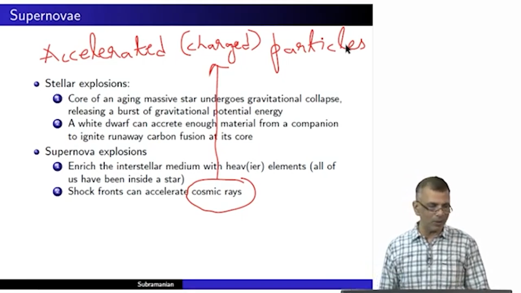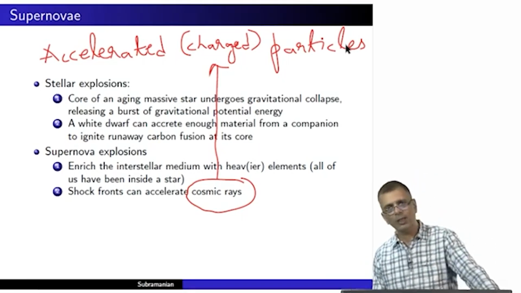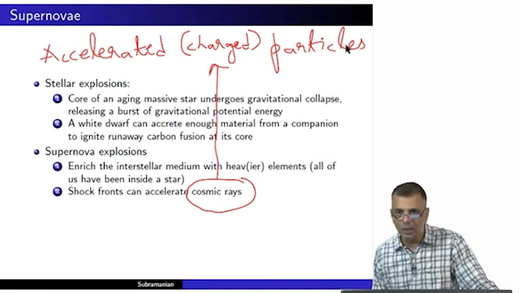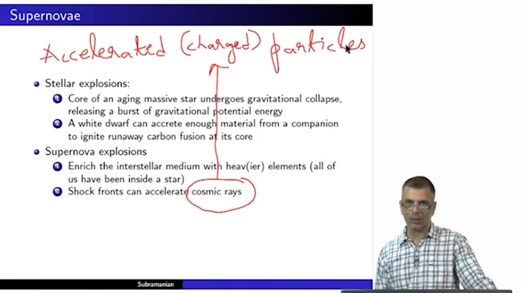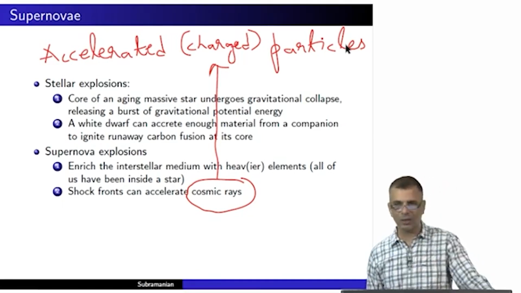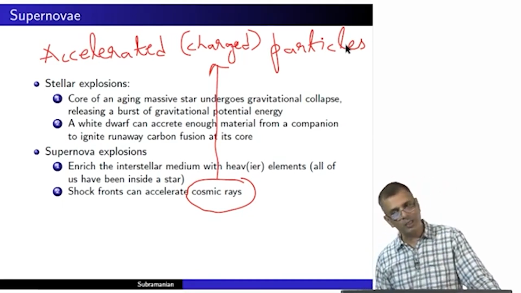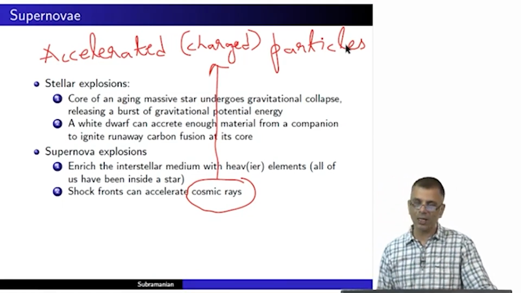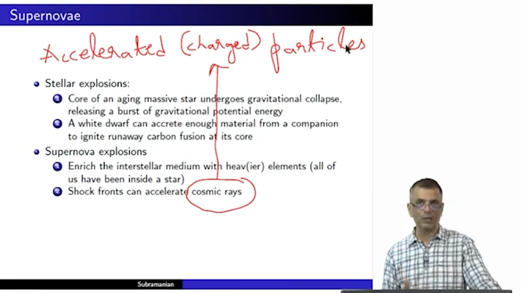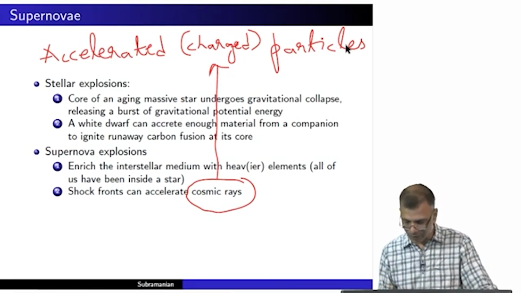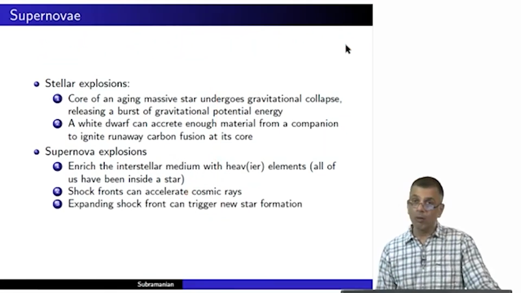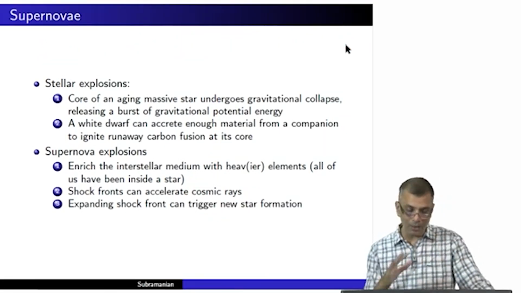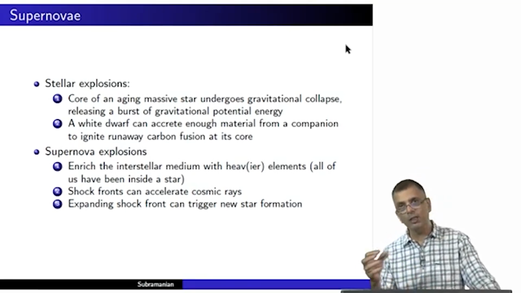So it's always been a very interesting question. Where did they come from? How did these particles get accelerated? And we know from what we discussed in the preceding couple of sessions that shock waves, shock fronts, are ideal candidates for accelerating particles such as cosmic rays. What's more, the expanding shock front can also trigger new star formation.